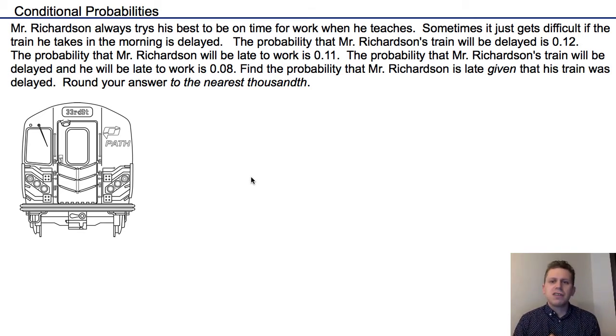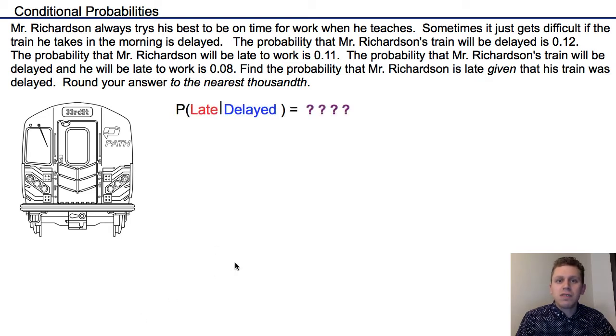First thing I want to do when I look at this formula, see what do they want us to find, because that's going to clue us into the formula. And here it says find the probability that Mr. Richardson is late given that his train was delayed. So what I want to find here is the probability of late given delayed. And notice this is different from putting these in the opposite spots. That would be delayed. That's the probability that my train was delayed given I'm late, which is not what I want to find.